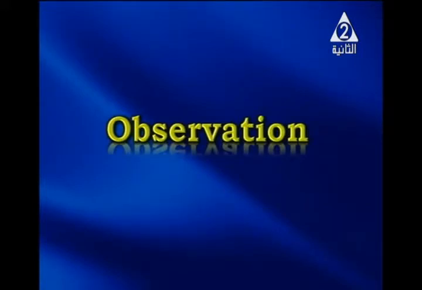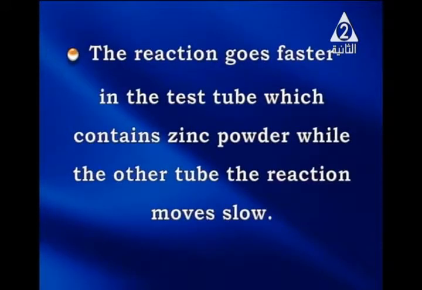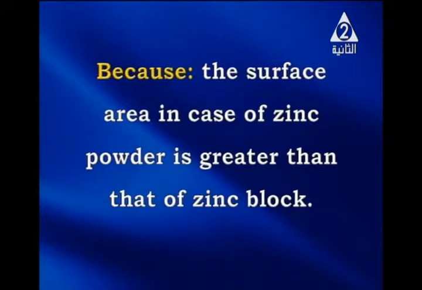What do you observe, my dear student? The reaction goes faster in the test tube which contains zinc powder, while in the other tube the reaction moves slowly. That means a slower reaction takes place. So the reaction is fast and takes a short time when using zinc powder, while the reaction takes a long time when using the block of zinc. We have a good reason for this point, because the surface area in the case of zinc powder is greater than that of the zinc block.